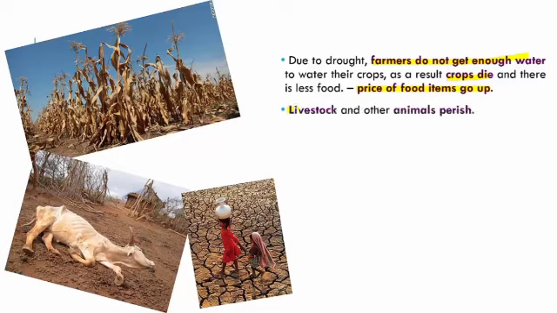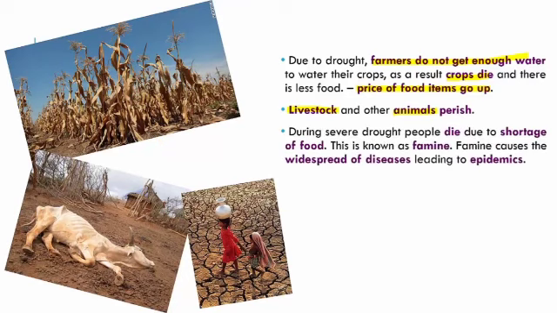Now, not just crops, even the livestock or animals that farmers own will die because there is nothing to feed on, there is no water to drink. And during severe drought, ultimately people also die due to shortage of food. Now, this is known as famine. When there is a famine, there is no water to drink, there's no food to eat, so people die of thirst and starvation. Now, famine causes widespread of diseases, which leads to conditions called epidemics.